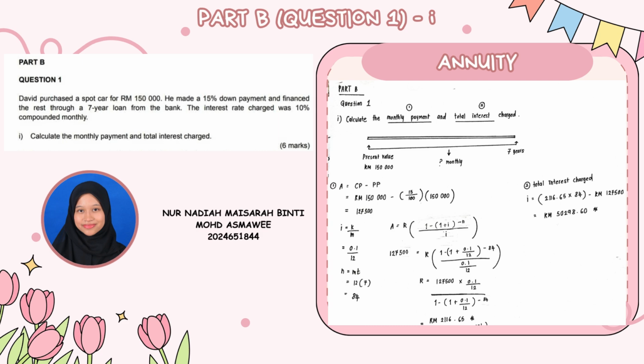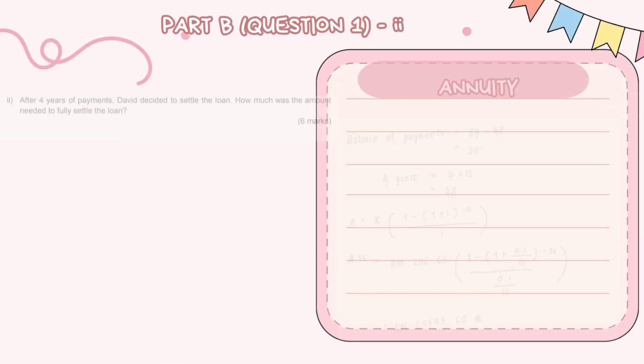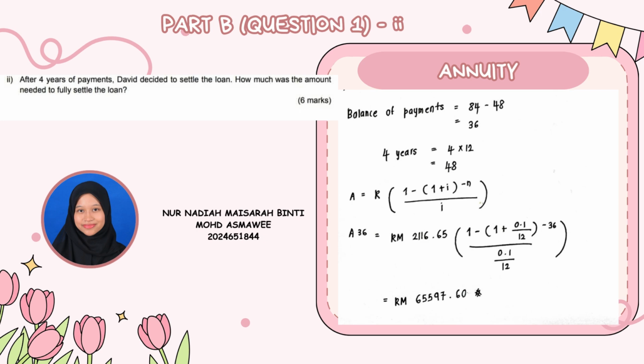Then to calculate the monthly payment, we need to use the present value formula. R is the periodic payment. I is the interest rate per period and equal to j over m. T is the term or length in years. So we got 2,116.65. Then calculate the interest charged. So we got 50,298.60.